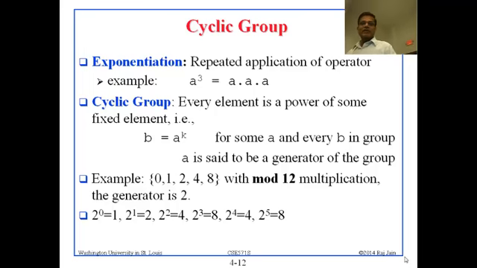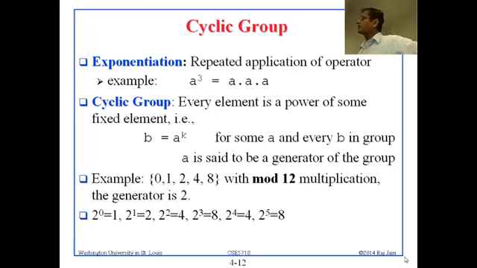Now, more names. Cyclic group. A cyclic group is a group that is generated by powers of something. So you take some number and then you just keep taking powers of that. And if you find a group, that would be a cyclic group. So if you take, for example, 0, 1, 2, 4, 8. This has only 5 numbers. And you take the operation, which is mod 12 multiplication. This whole thing is the operation.